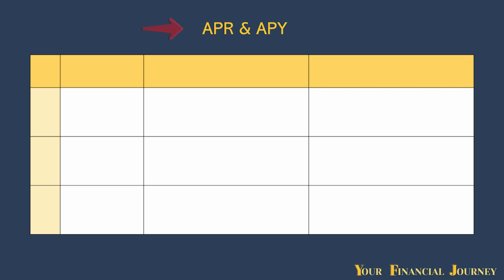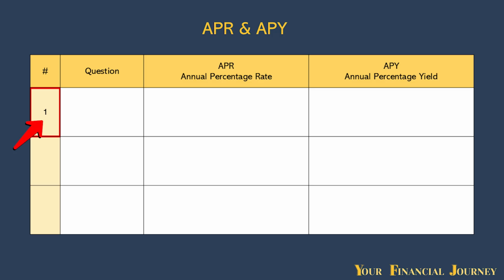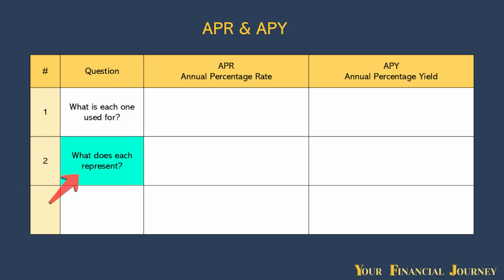In today's video, we're going to talk about 6 little letters that often confuse people: APR and APY. APR stands for annual percentage rate and APY stands for annual percentage yield. And let's answer these 3 questions. First, what is each one used for? Second, what does each represent? And third, is compounding included?